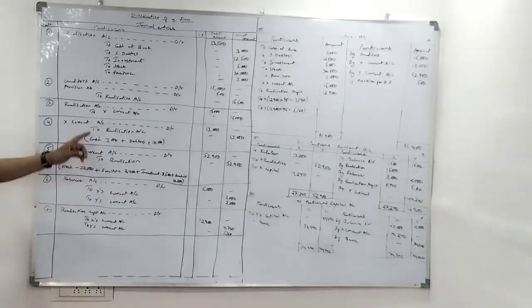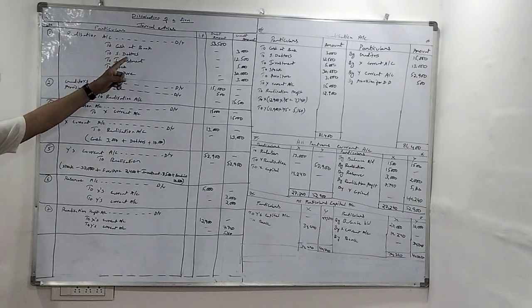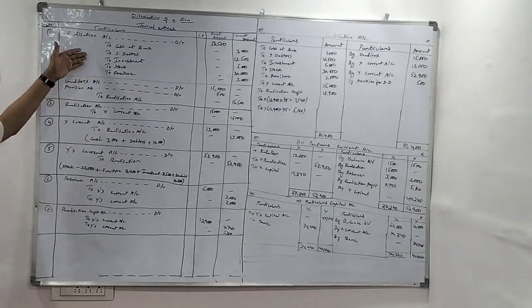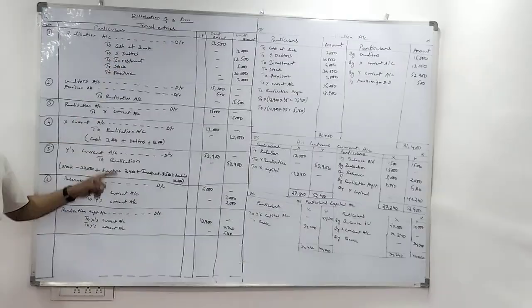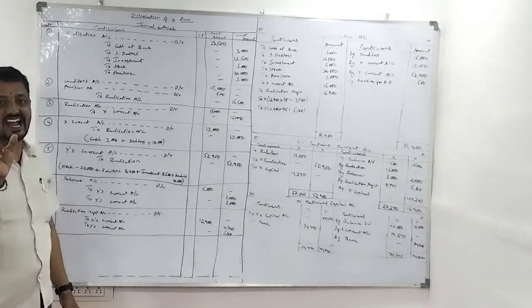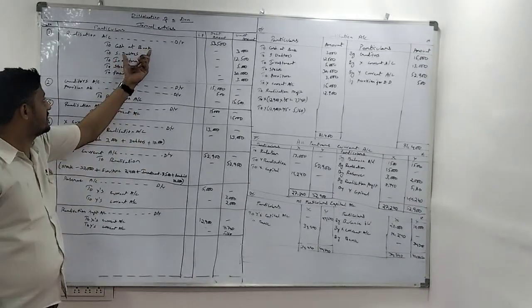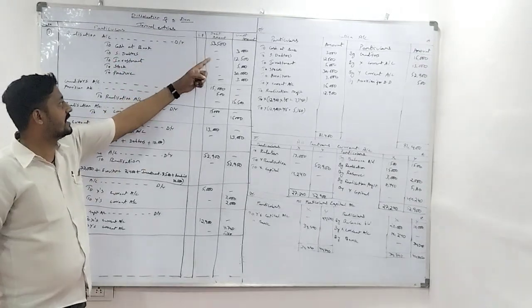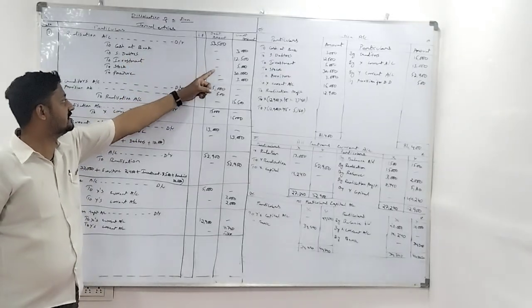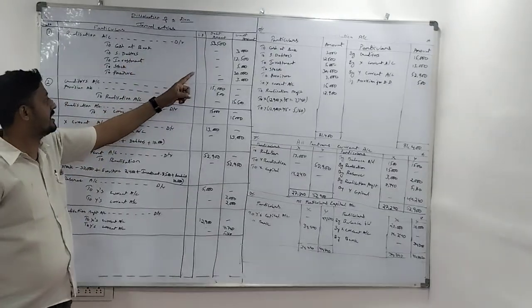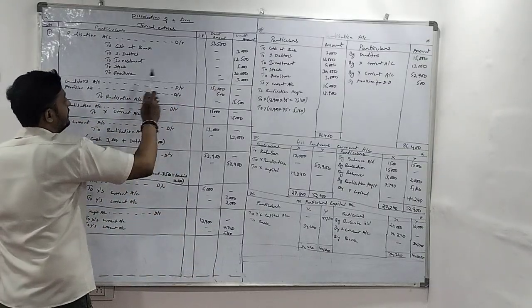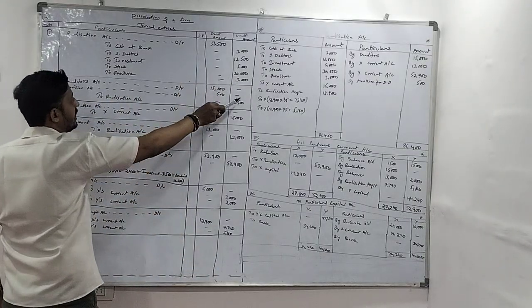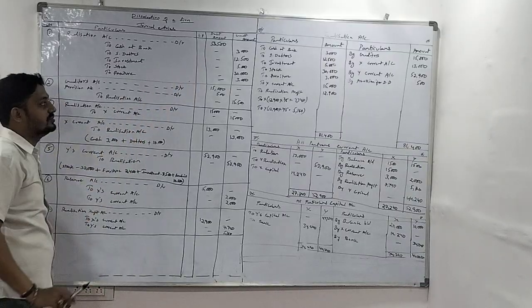First of all, realization account debit to all assets accounts. Assets accounts means cash at bank, sundry debtors, investment, stock, furniture. In the problem, on the asset side, you have to find all these assets. Cash at bank is 3,000, sundry debtors is 12,500, investment is 5,000, stock is 30,000, furniture is 3,000. Make the total, and total assets are 53,500.